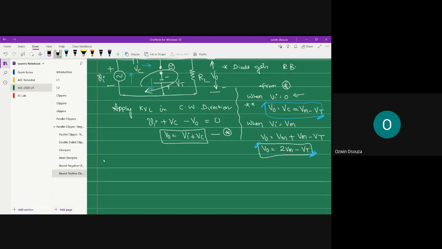Let's see what happens to the negative half cycle. So let's consider the negative half cycle.